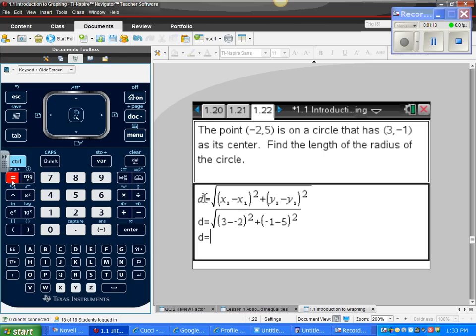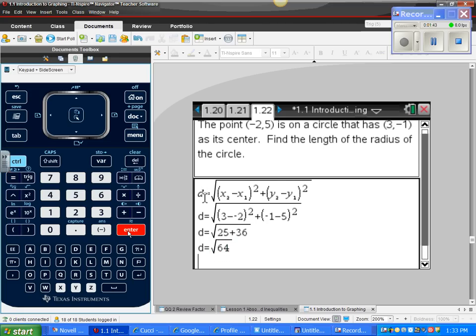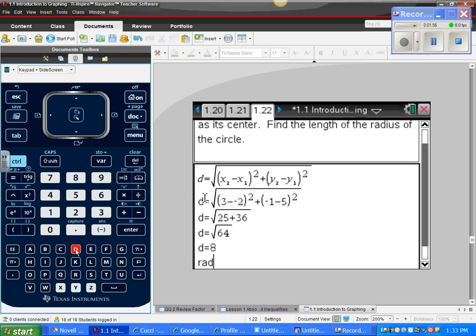Three minus -2 is 5. 5 squared is 25. -1 minus 5 is -6, squared is 36. 25 plus 36 is 64. And the square root of 64 is 8. So the distance between these 2 points is 8 units. Or I guess we could also say that the radius equals 8, since that's what we wanted to find.